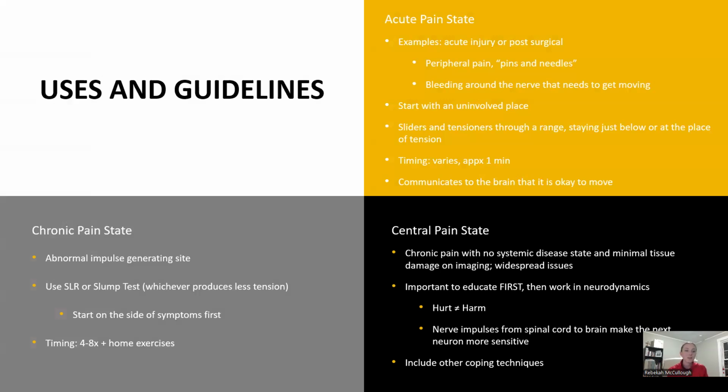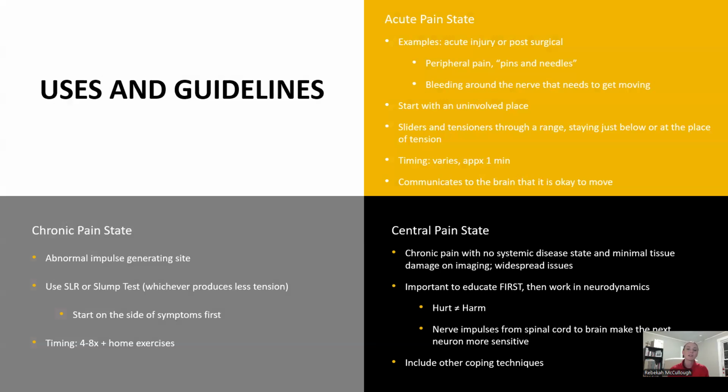Looking a little bit more at that chronic pain, this is where those abnormal impulse generating sites are starting to form. So using the straight leg raise or the slump test that I'll describe in a minute here, those might be good tests to check a large portion of the system. And this time you can go ahead and start on the side of symptoms first. And then the timing, you can do a couple repetitions of it and then also prescribe home exercises. So these patients are going to need more than just a couple treatments. They'll want to keep doing it at home as well, as per your guidelines.